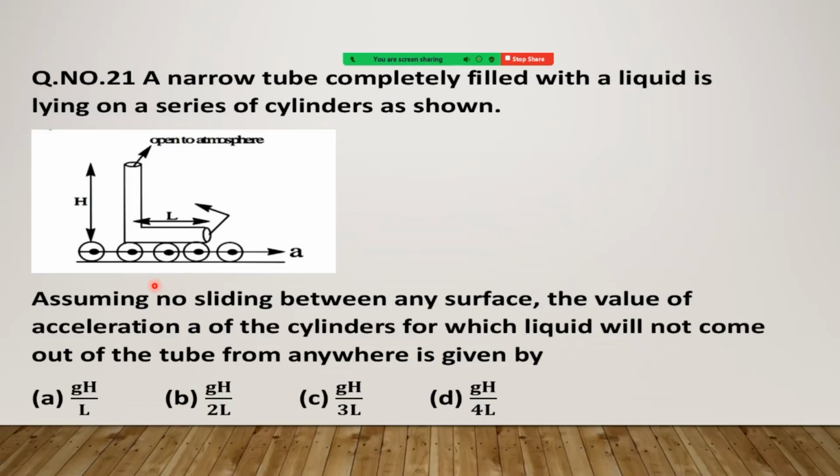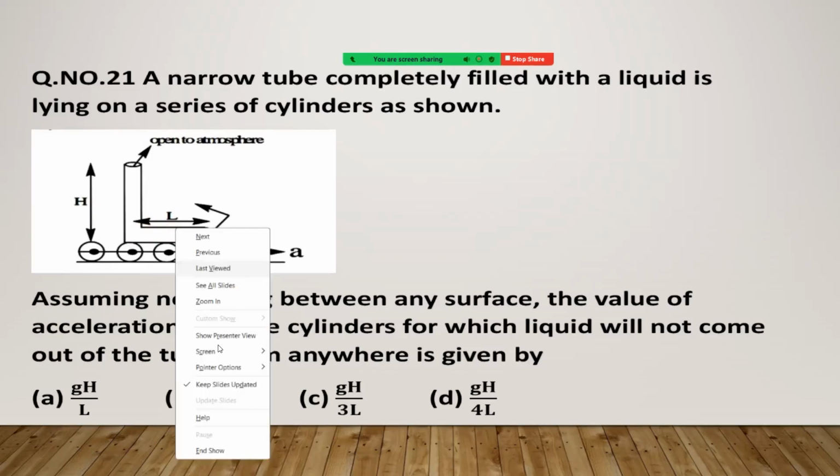Condition is that liquid should not come outside either in this way or in this way. So this is based on a rolling motion. We can see if acceleration of the cylinder center of mass is A. Condition is no sliding, means no slipping. If ACM is A, then for topmost point, ACM plus R alpha. That means for this tube, acceleration is now 2A. Let us see.